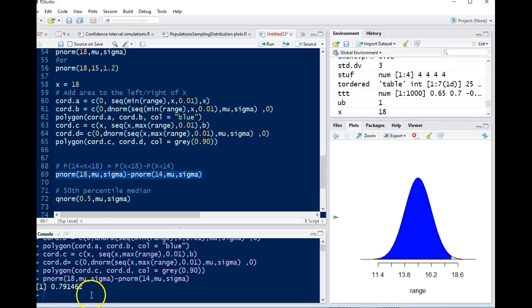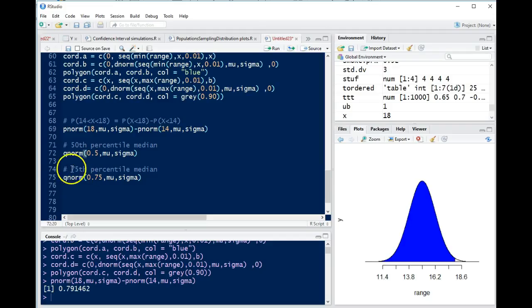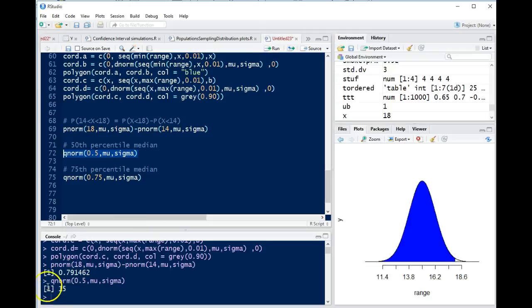All right, so let's go back and look at what the other questions are. So now it looks like we want to find the force that represents the median and the 75th percentile. So let's go back over to R to use the qnorm command to calculate these problems. So we can use qnorm, that's quantile of the normal distribution, to calculate the median. And the median is always the 50th percentile. So if we put in 0.5, mu, then sigma, we should get 15. And sure enough, we do.